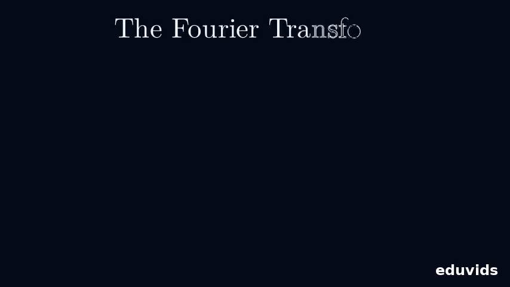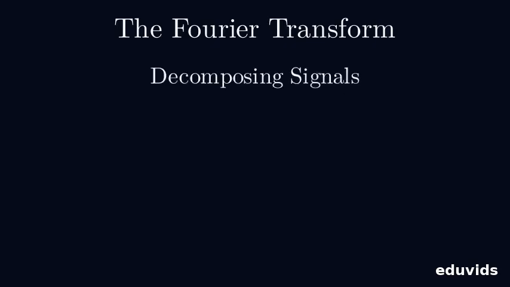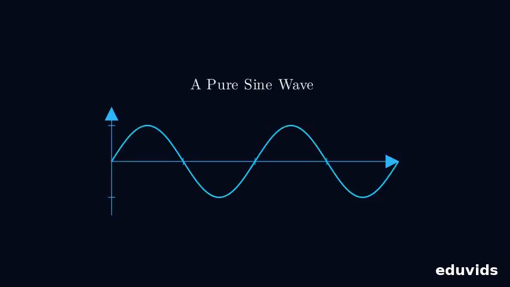Welcome to this video where we will learn how any signal can be broken down into simple waves using the Fourier transform. Our goal is to see how a complex shape becomes a collection of sine waves and how that collection is expressed mathematically. First, remember what a sine wave looks like.